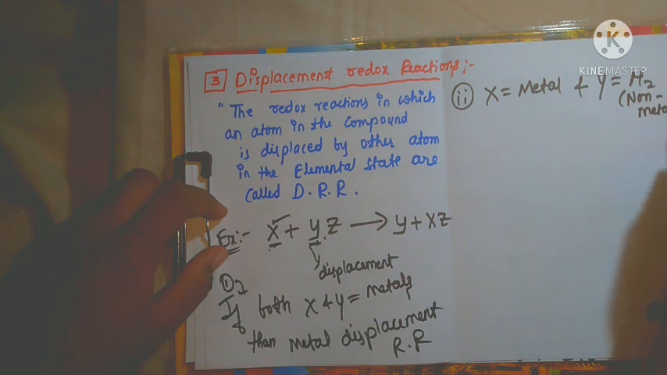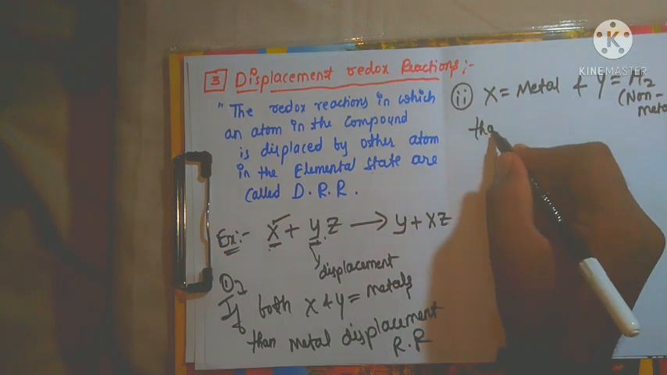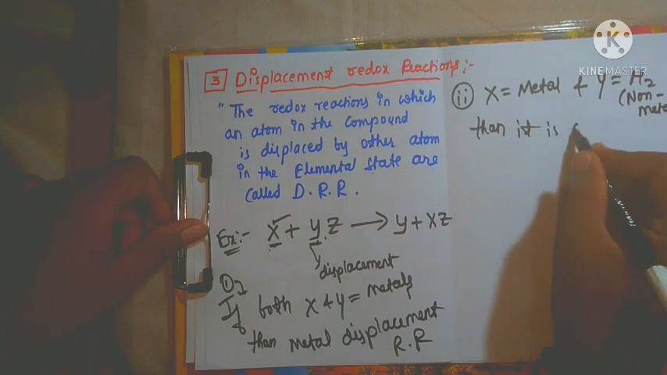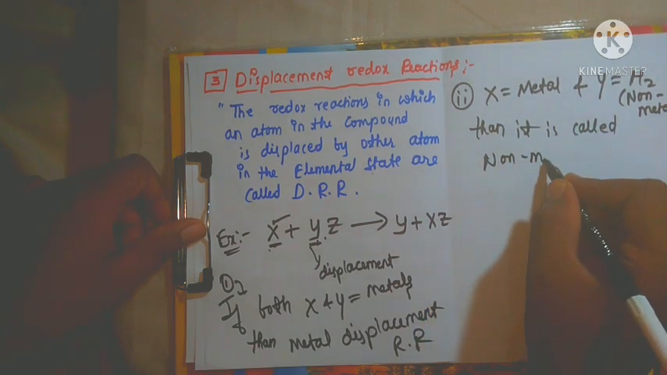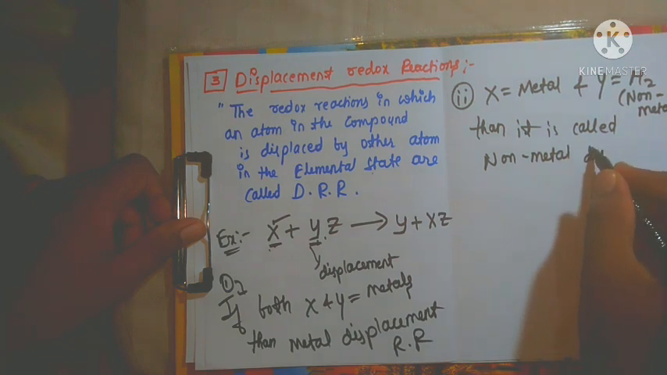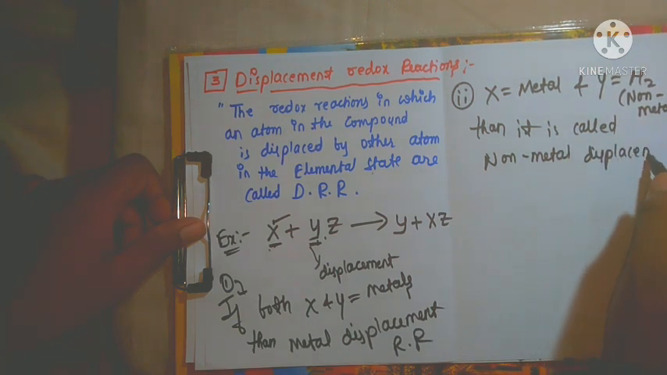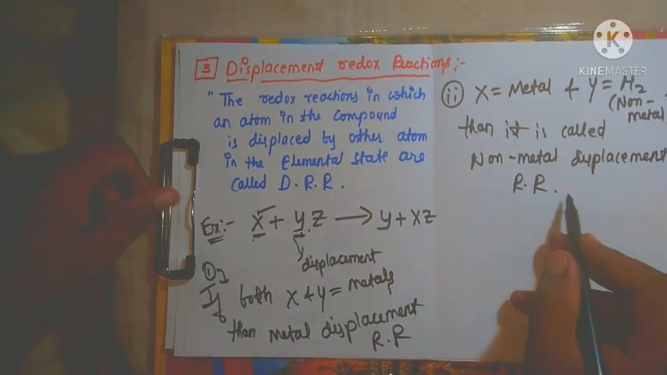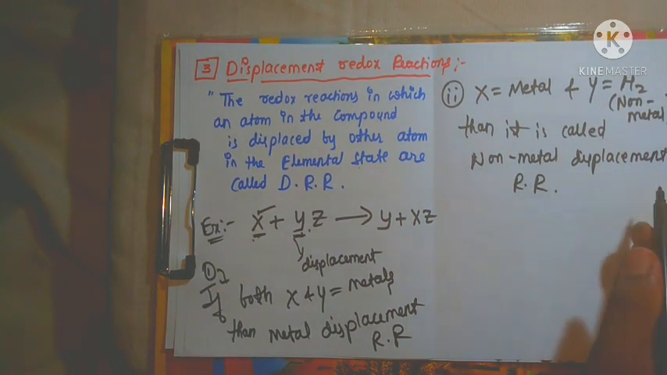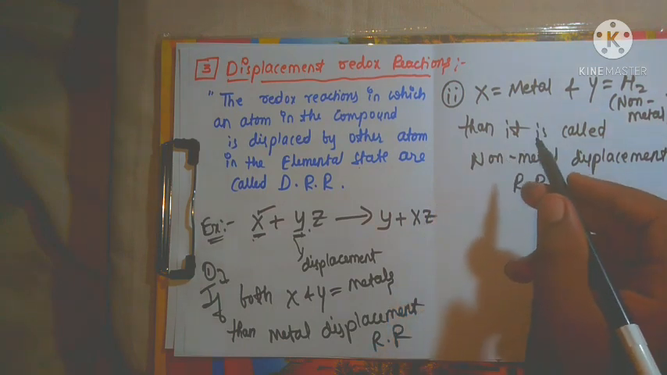If Y is hydrogen, that is a non-metal, then it is called non-metal displacement redox reaction. It should be a redox reaction. Again, you have to check whether it is a metal displacement reaction or a non-metal displacement reaction.